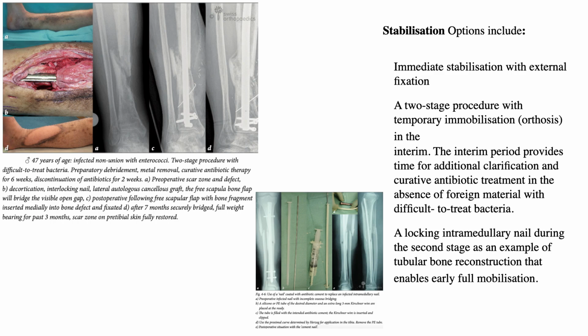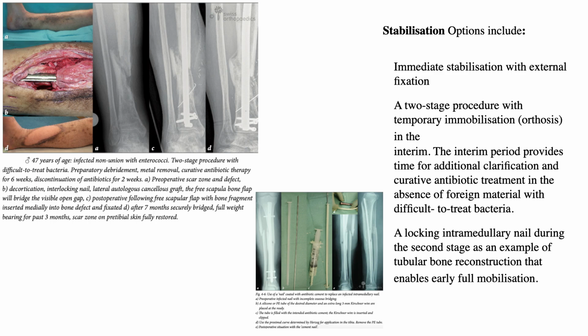So this is what you see in this figure over here: a 47-year-old male with infected non-union with enterococci. A two-stage procedure with difficult-to-treat bacteria. Preparatory debridement, metal removal and curative antibiotic therapy for 6 weeks. Discontinuation of the antibiotic for 2 weeks.